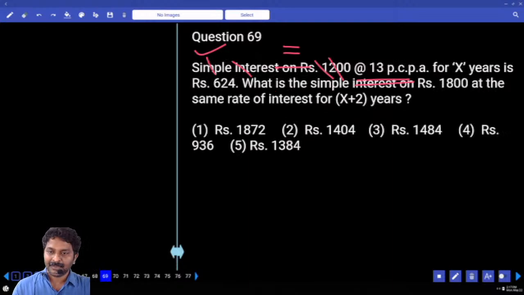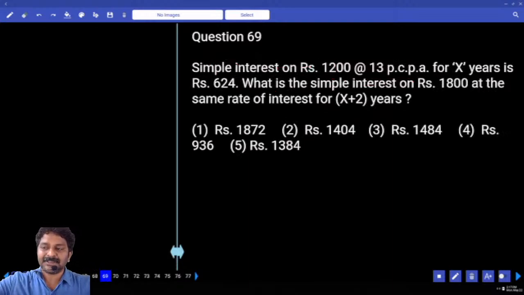Right? Simple interest on 1200 at 13% per annum for x years is 624. What is the simple interest on 1800 at the same rate of interest for x plus 2 years? So now my principal is 1800. Correct? On that, what is 1% value? Whatever percentage you calculate, that will be an 18 multiple. That is a 9 multiple. Answer must be a 9 multiple. Can it be first option? Yes. Can it be second option? Yes. Hold it. Couple of options are there. So I want to change the logic.